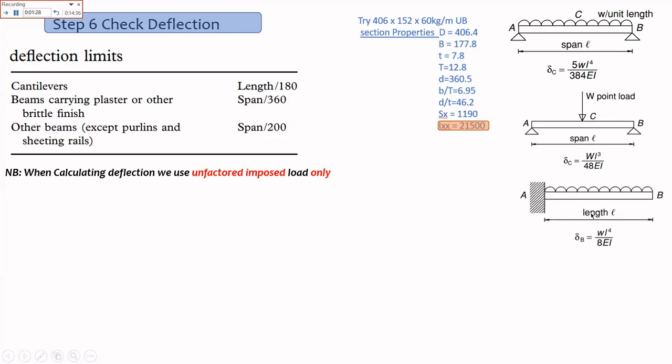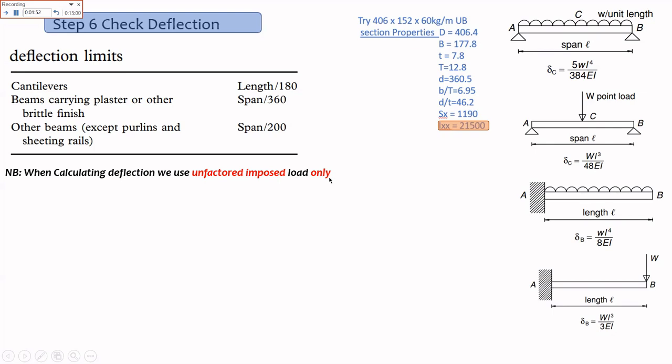For a cantilever beam with a UDL, it is WL⁴ divided by 8EI. And for a cantilever with a point load at the end of the support, it's WL³ divided by 3EI. Something to note: when you are calculating deflection, we use unfactored imposed load only.